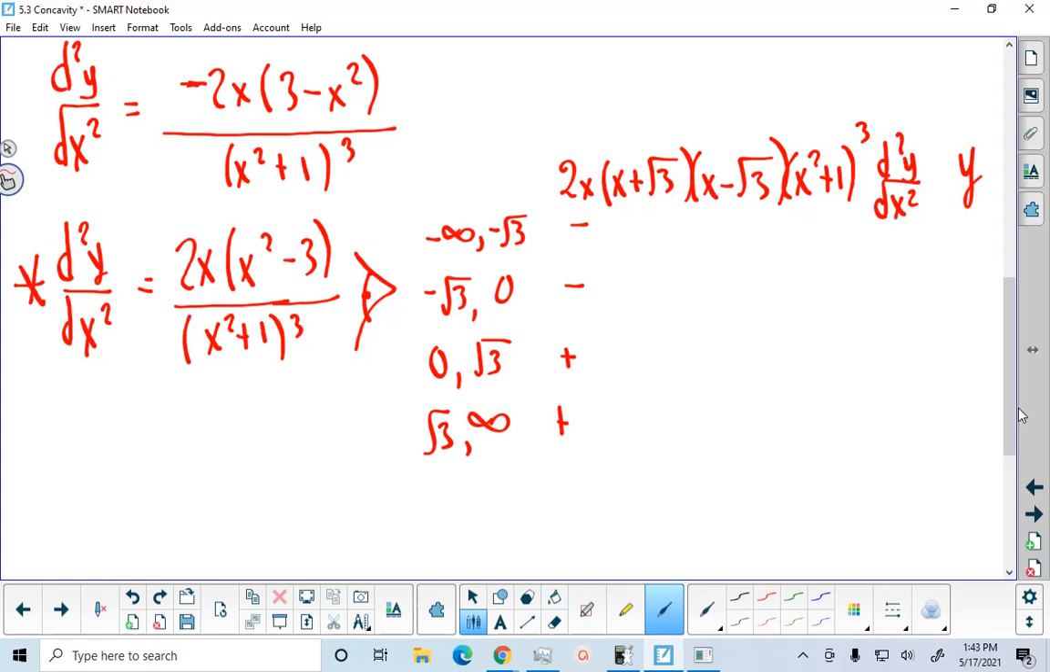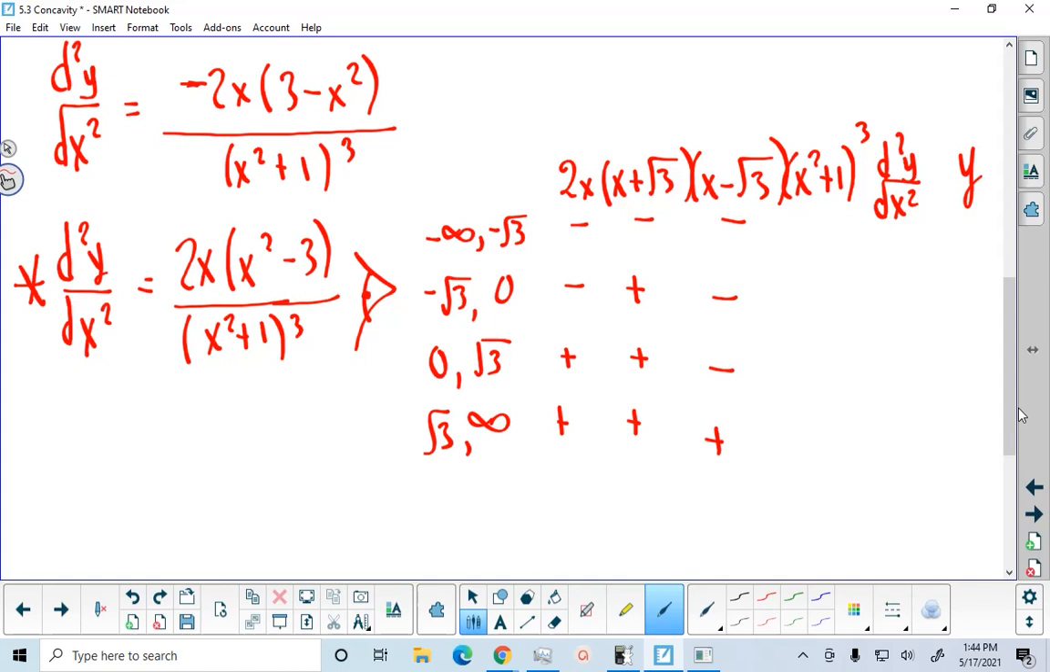X plus root 3 will be negative until it passes the 0 of that factor. So before negative root 3, x plus root 3 is negative. After negative root 3, x plus root 3 is positive. The same thing will be true with x minus root 3. It will be negative until it passes the 0 of that factor.